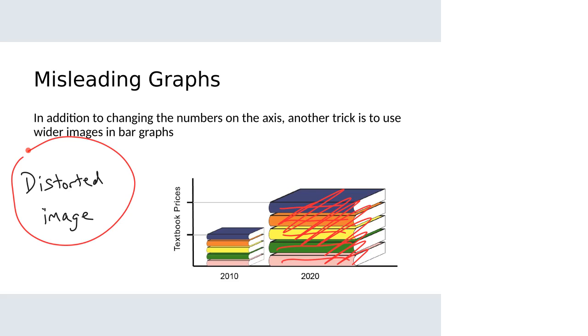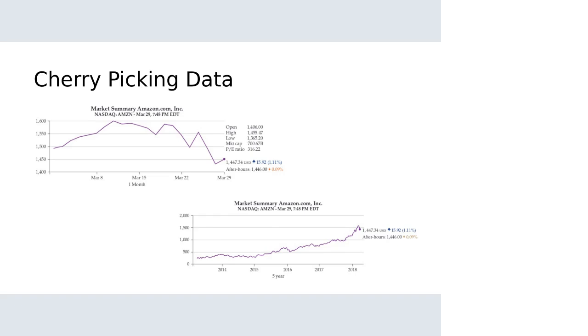Another thing that can be done is cherry picking data. Here we're looking at the stock price for Amazon over time. It's a line graph, so change over time makes sense to use a line graph. So we have change over time.